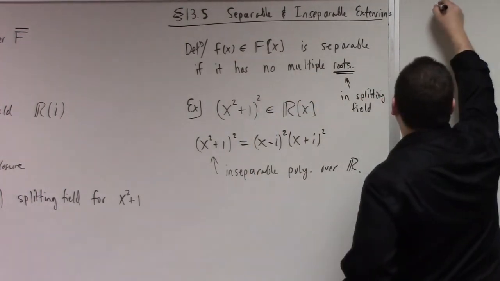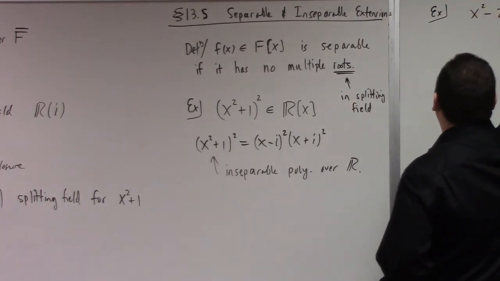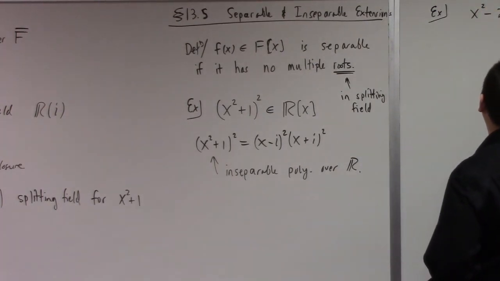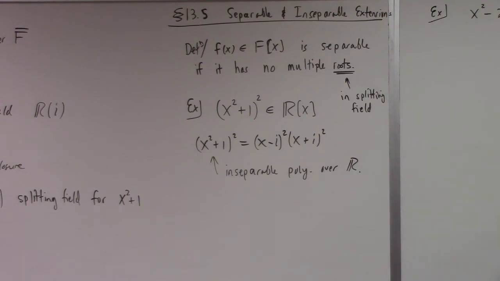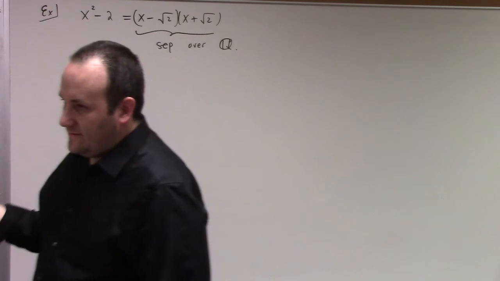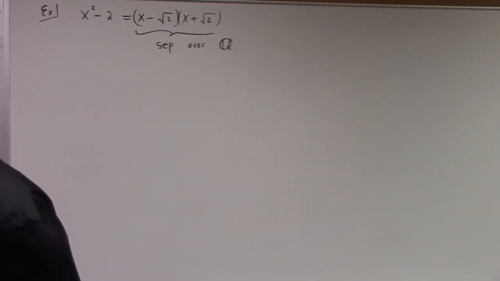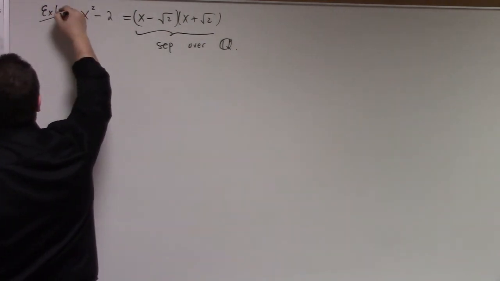Another example, of course. I mean, he always comes back to this, doesn't he? x squared minus 2 is what? x minus root 2 times x plus root 2. So this is separable over Q, right? Of course, the splitting field is what? Q adjoin root 2, right? Now this one, this was his example 1 actually, if you're counting.